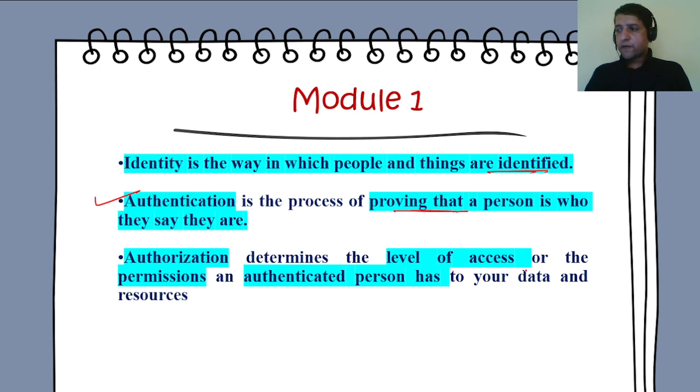Authorization determines the level of access or the permission an authenticated person has to your data and resources. Now, what he is authorized to do after getting authenticated. So authentication is like making sure that he is who he says he is. Like if I have my email address and password, I need to prove that. And then authorization is what I am authorized to do after that. So please remember those lines, they're very important.